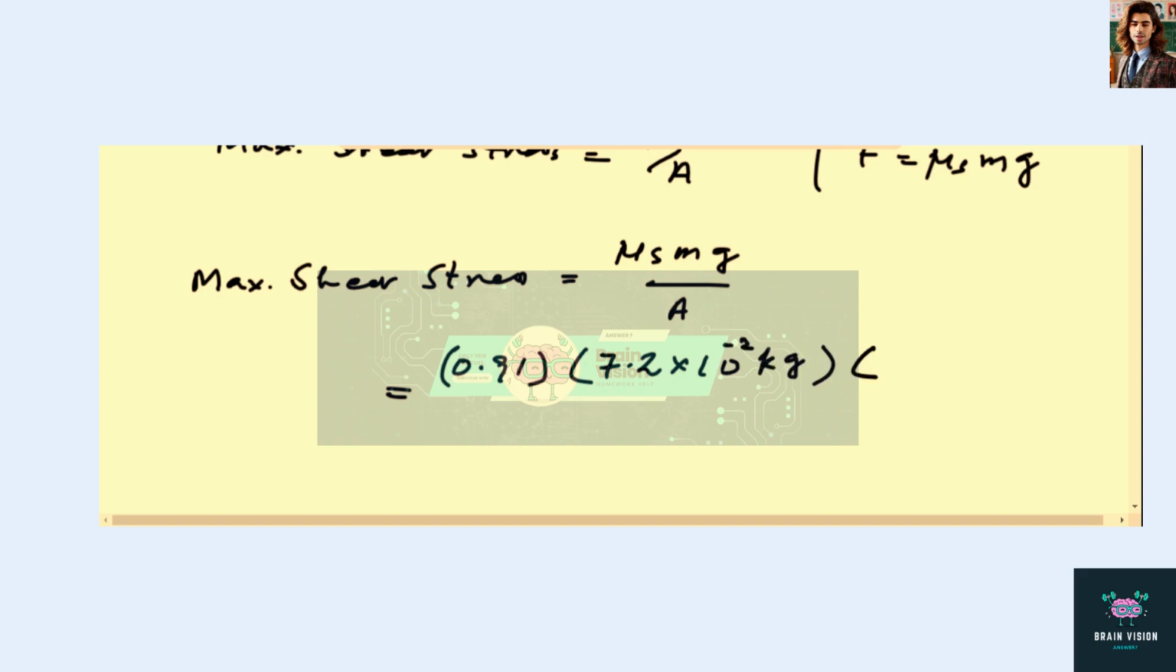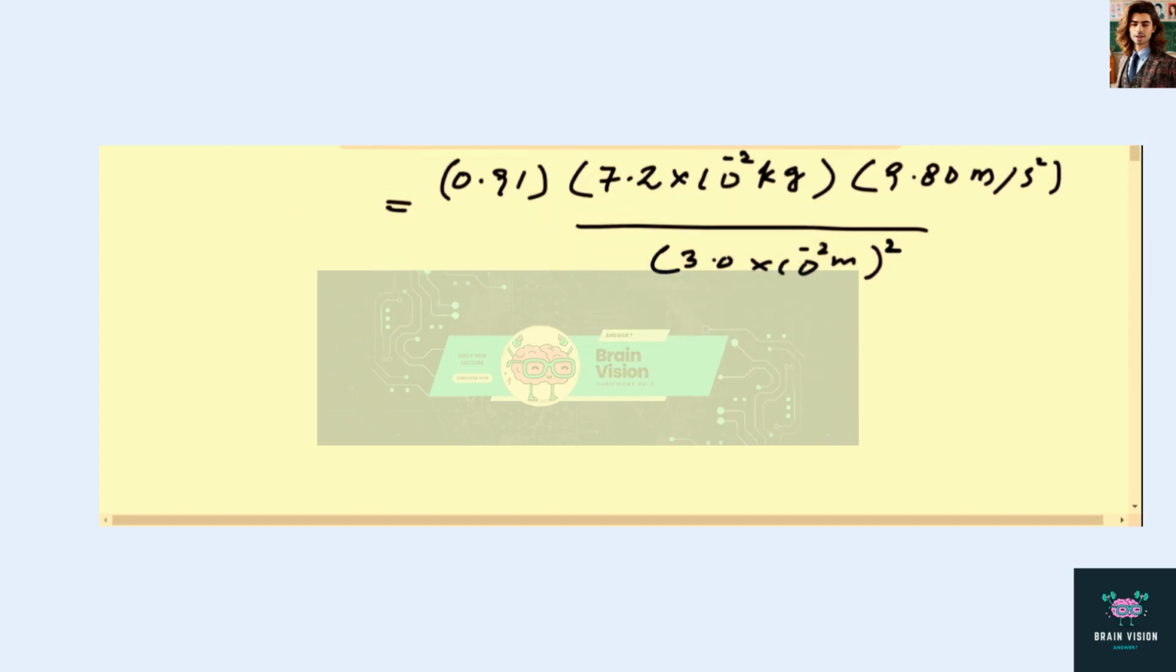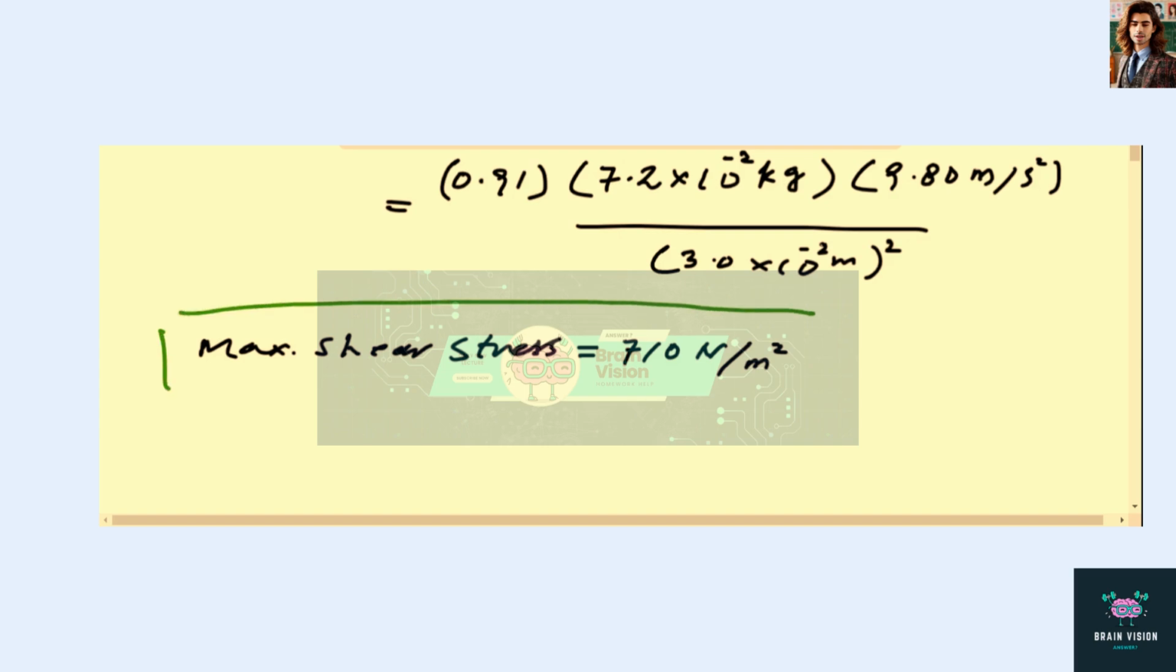into the gravitational acceleration, which is equal to 9.80 meter per second square, divided by the contact area, which is equal to 3.0 multiplied by 10 raised to power minus 2 meter whole square. So this is the length of one side of that square. So from here we can write the maximum shear stress is equal to 710 Newton per meter square. So this is the answer to the first part of this problem.